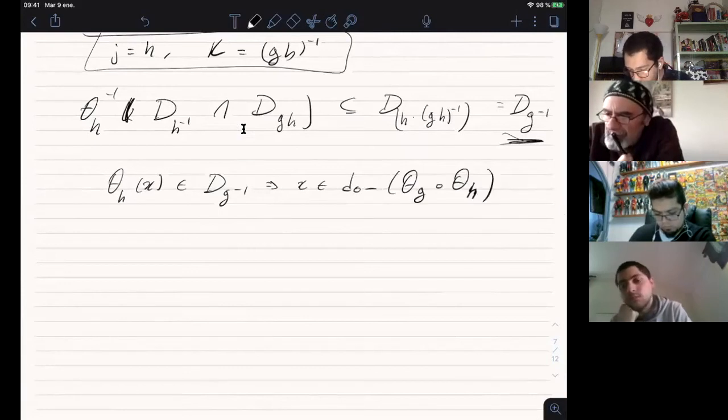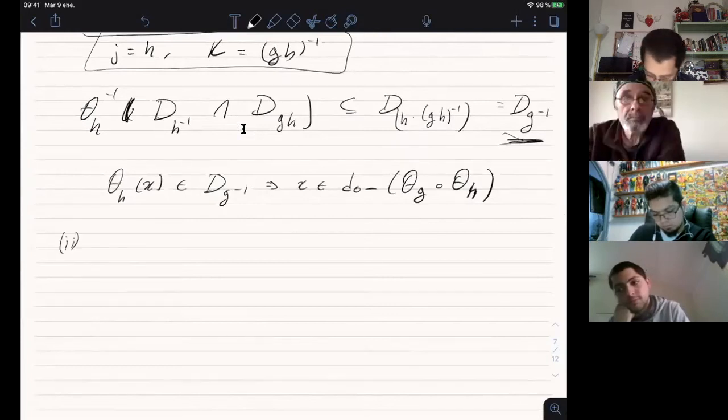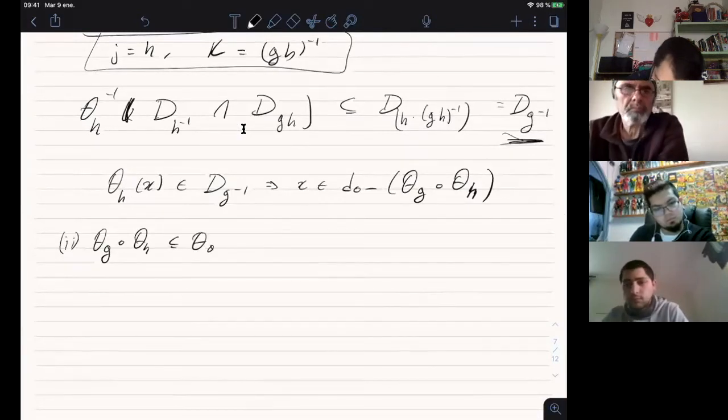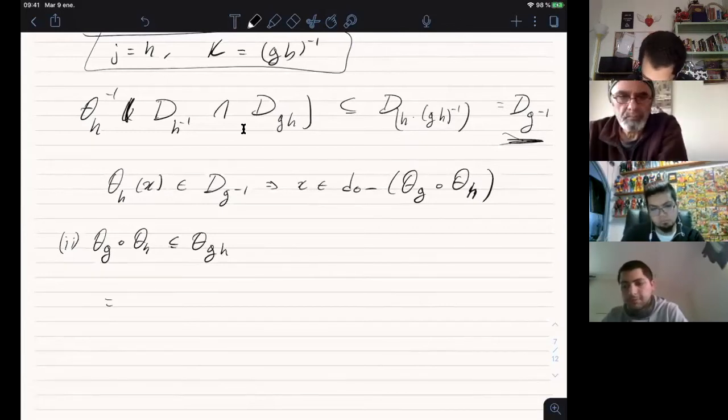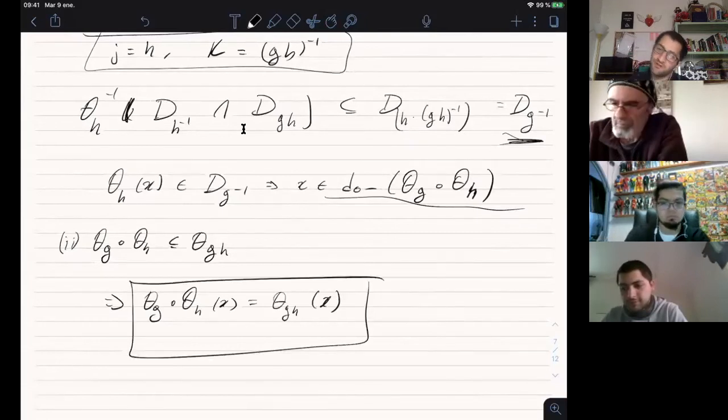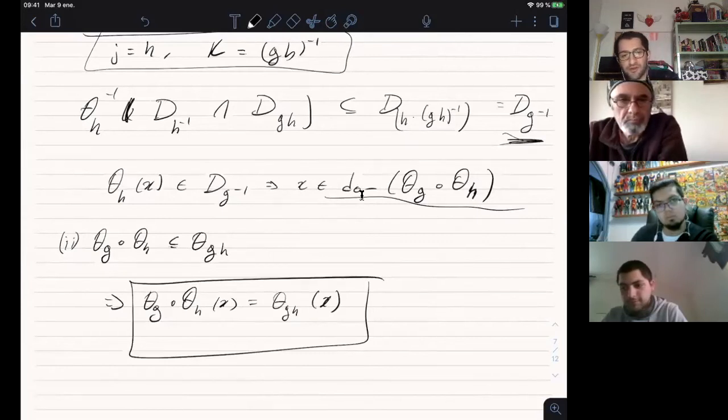Then, as we have condition 2, because we're working with a partial action, which means the thing is going to be included in this function here, if we apply X inside this, as X belongs to the domain, then this is going to be equal to dgh of X, which is what we needed to prove. Then here we have one direction.